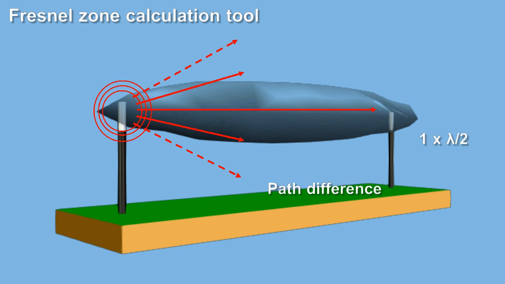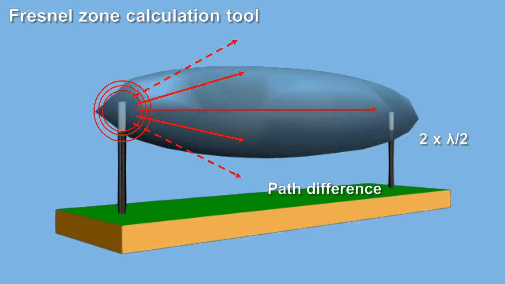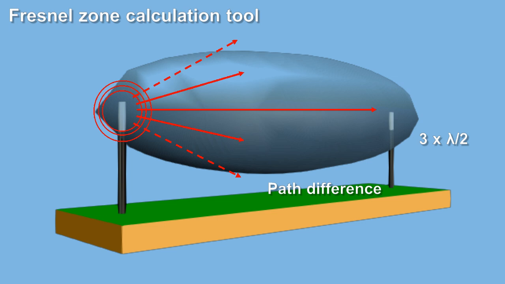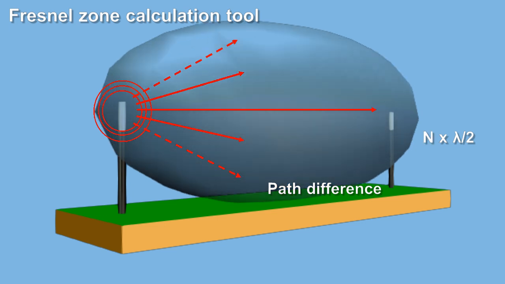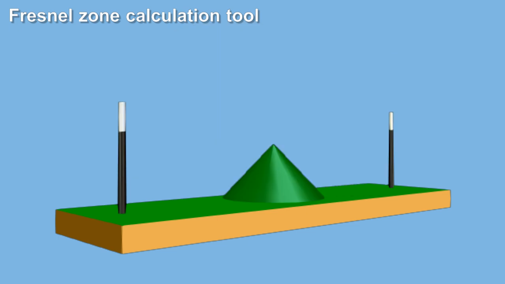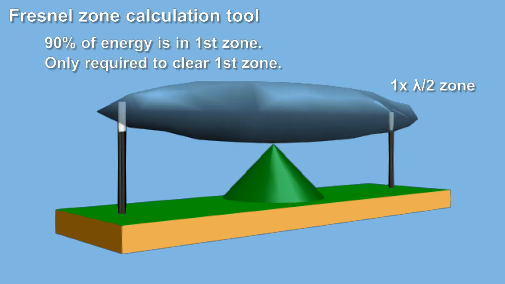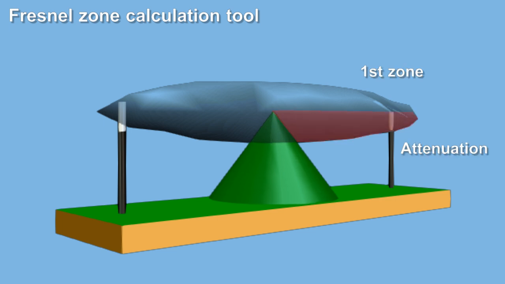We can define zones based on the path difference between direct and secondary waves. In this case, the path difference is equal to integer multiples of half a wavelength. 90% of the energy is in the first zone. If an obstruction appears in the first zone, we will get attenuation.